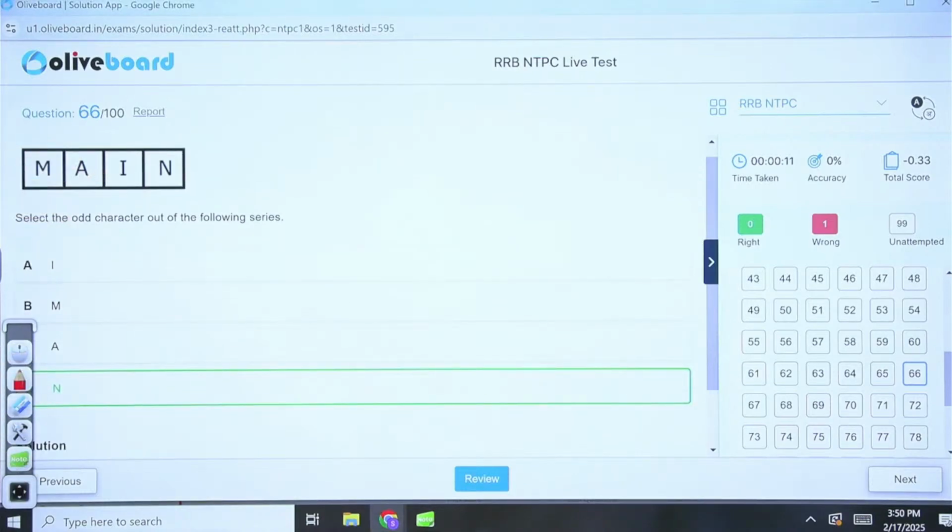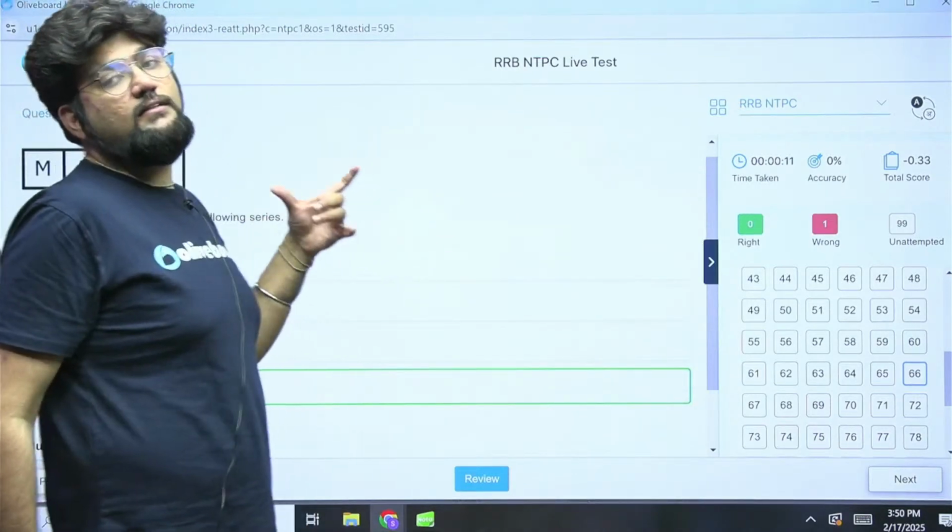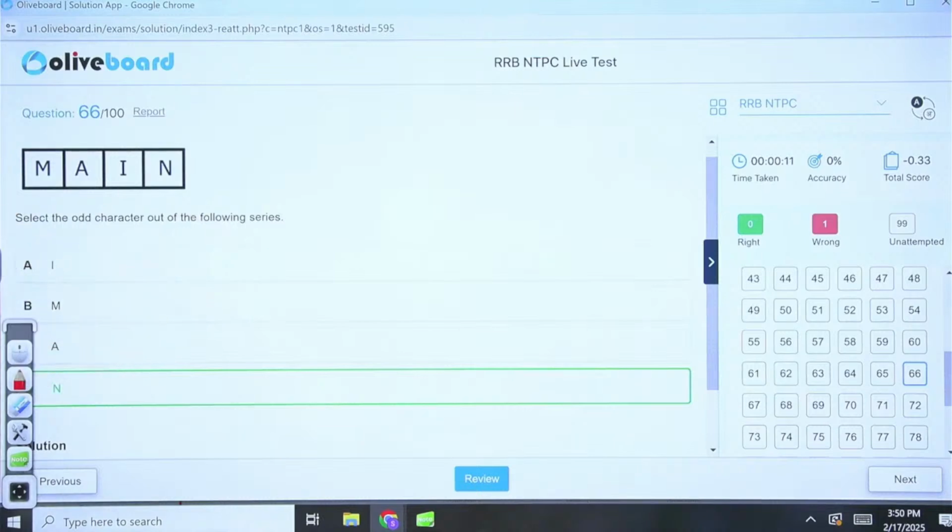Now, I will not blame you here for this. Even if you end up marking the incorrect answer here, not a problem. A lot of us could have done this, because this does come to your mind.